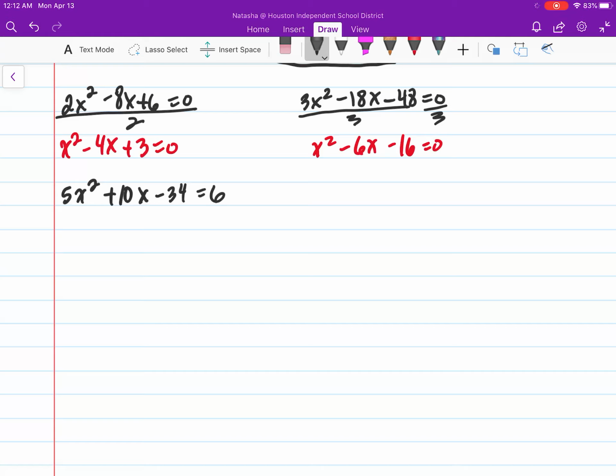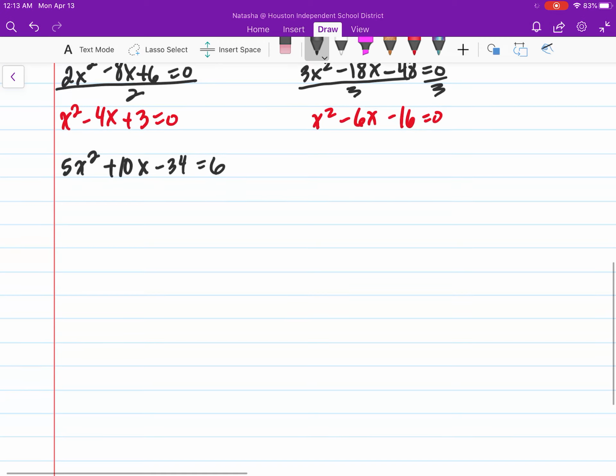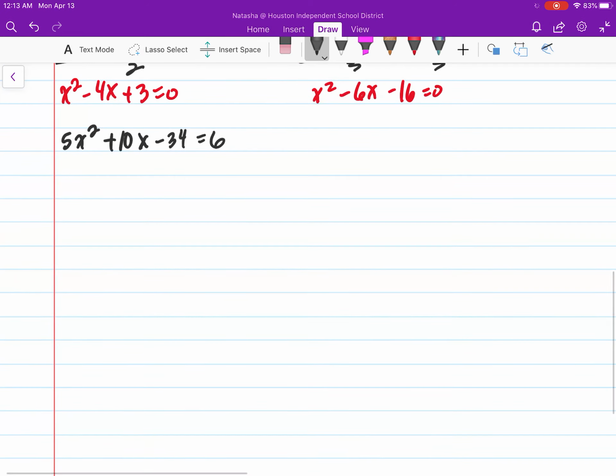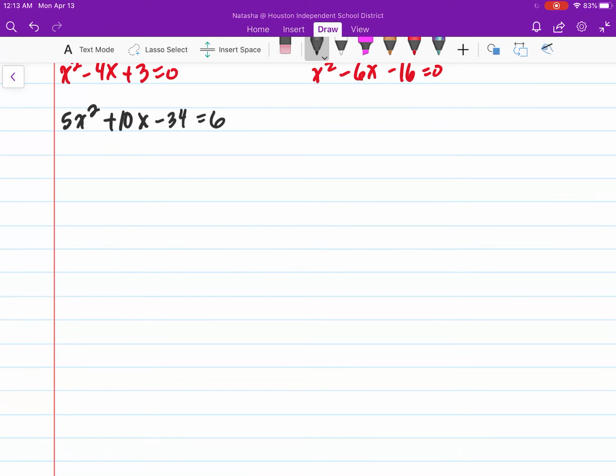All right, so these two problems that I have here, 2x squared minus 8x plus 6 is equal to 0, and 3x squared minus 18x minus 48 is equal to 0. I'm not going to cover those two because you can divide the right expression by 3, and that makes it an easy factorable problem in terms of completing the square, where your a value is not greater than 1.